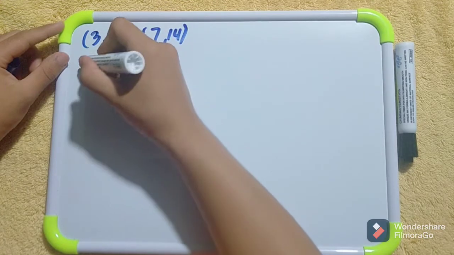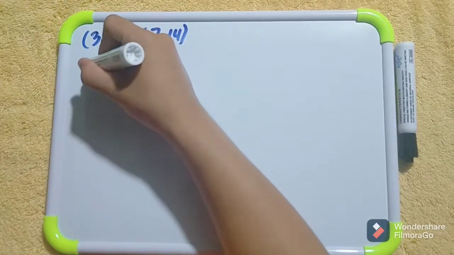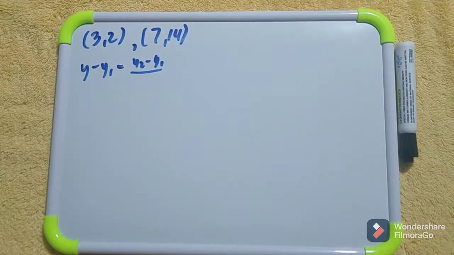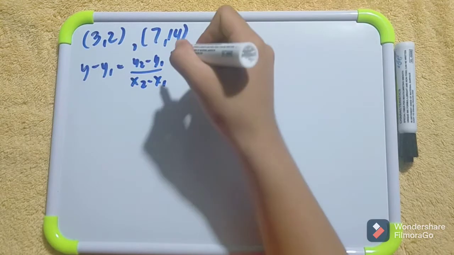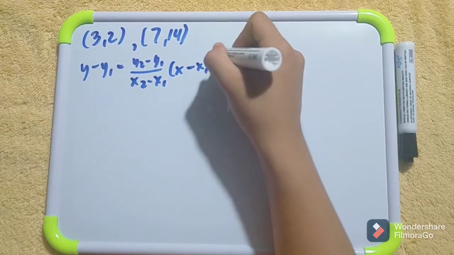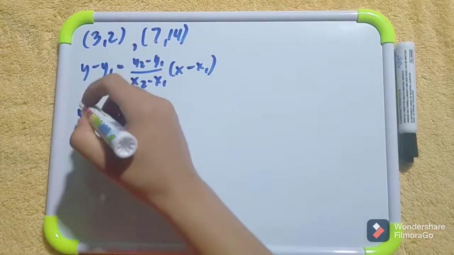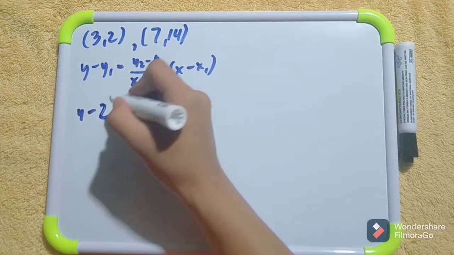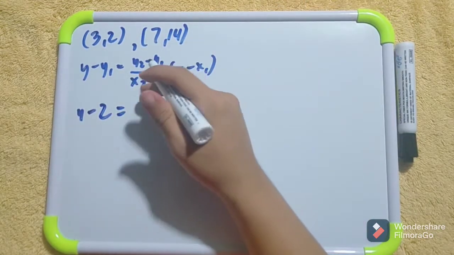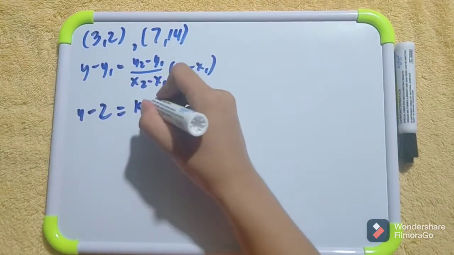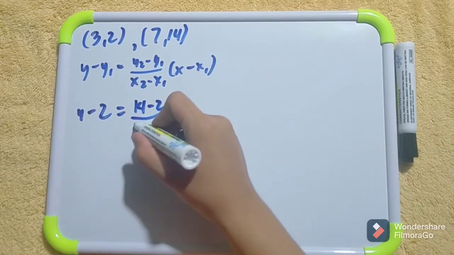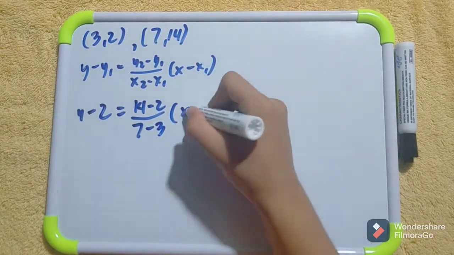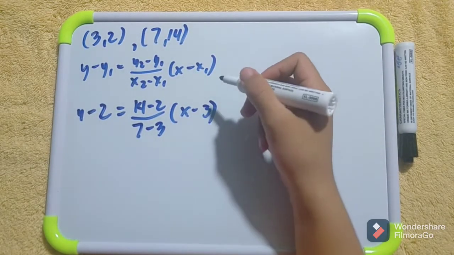and then yung formula ng two-point slope form is y minus y sub 1 is equal to y sub 2 minus y sub 1 all over x sub 2 minus x sub 1 times the quantity x minus x sub 1. And then substitute na natin yung values, magiging y minus yung y sub 1 natin is 2 is equal to y sub 2 natin is 14 minus 2 all over x sub 2 natin 7 minus x sub 1 na 3 times x minus 3.